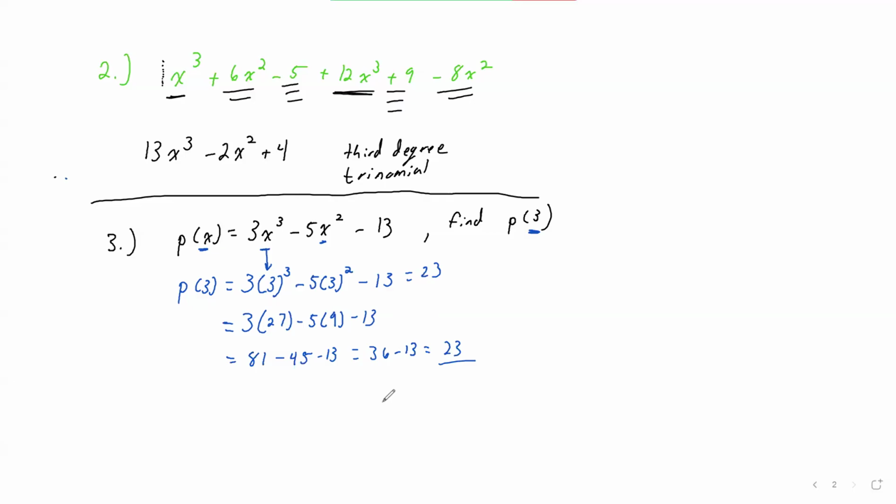You type it just like you see it. You see a parentheses, you type a parentheses. You see an exponent, you type an exponent. You type it just like you see it. You could do it that way as well. You can plug it in at this stage, or you can plug it in at this stage. Regardless of what stage, you'd get 23 each time.